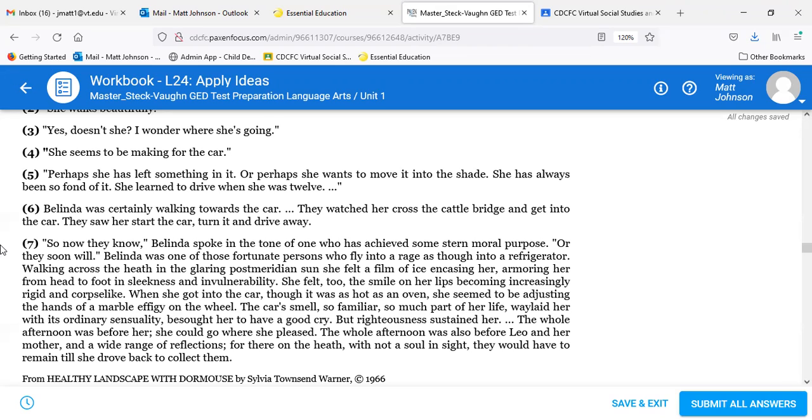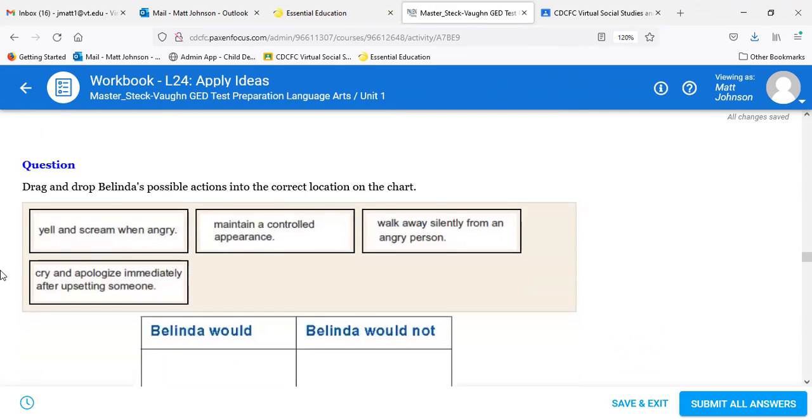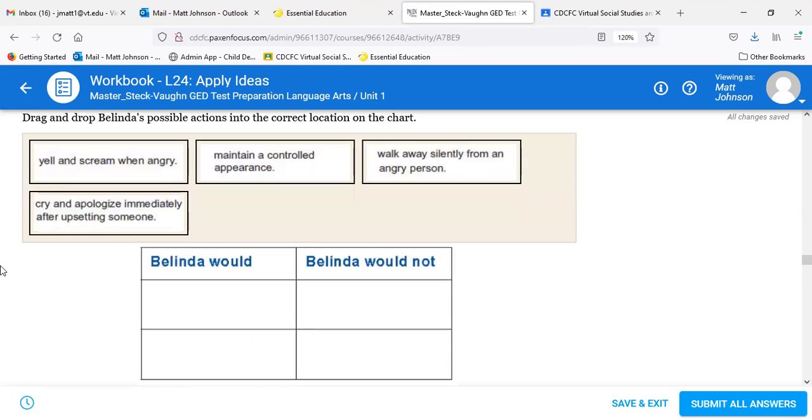So, we heard about Leo before in the picnic, and this seems to be maybe towards the end of the day there, and Belinda is leaving them in the car. So let's see here. Number 8. Drag and drop Belinda's possible actions into the correct location on the chart. So what would Belinda do?